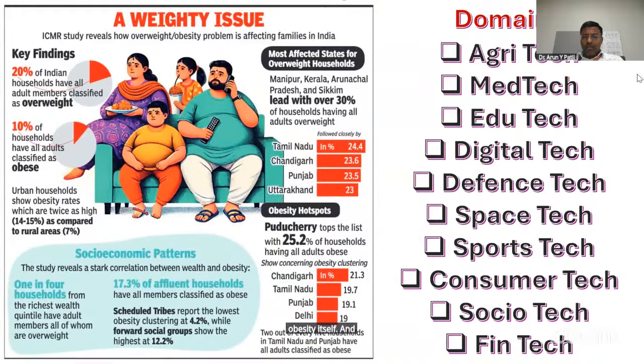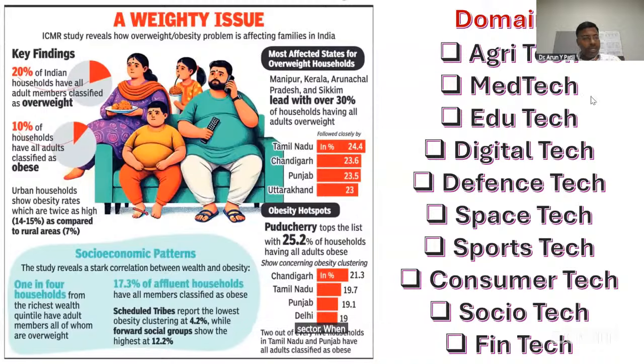And as far as the domains are concerned, I have listed here a few of the domains: agri-tech, med-tech, edutech, digital tech, defense tech, space tech, sports tech, consumer tech, socio-tech, fintech. So these are the major areas wherein you can think and come out with the problem statements. There is a huge requirement, especially in agri-tech and medtech, because we are still 60% run by the GDP of the country through the agri sector.